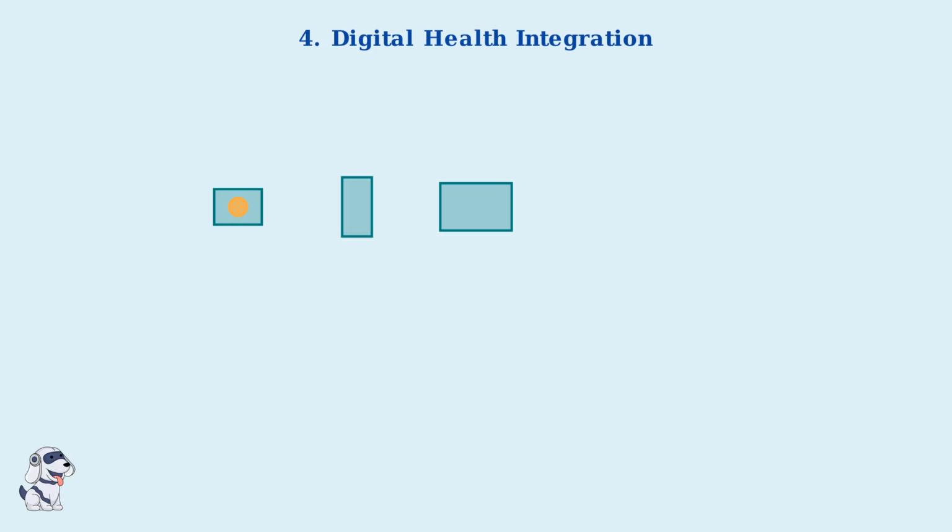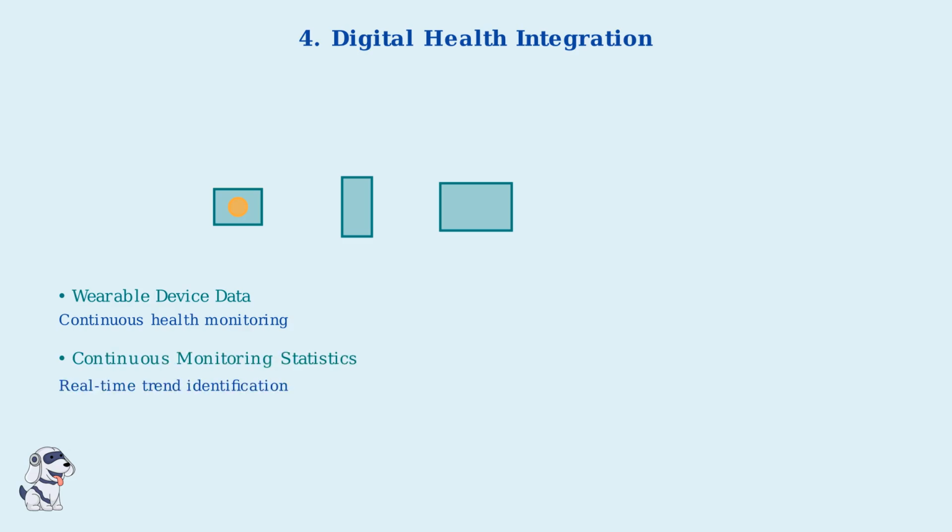Wearable devices, mobile apps, and remote monitoring generate continuous health data streams. Wearable device data summarization involves processing millions of data points from heart rate monitors, step counters, and sleep trackers to extract meaningful health insights. Continuous monitoring statistics help identify trends and patterns in real-time health data, enabling early intervention and personalized care recommendations. Patient-reported outcomes analysis combines subjective health assessments with objective measurements, requiring statistical methods that can handle mixed data types and varying reporting frequencies.